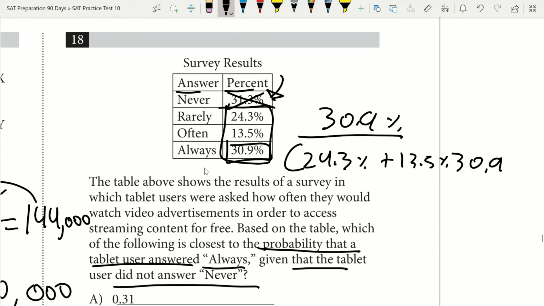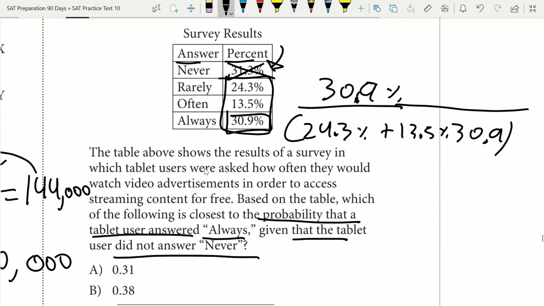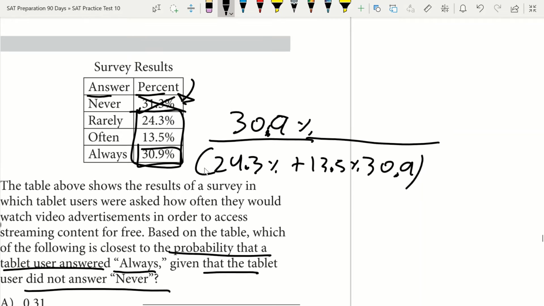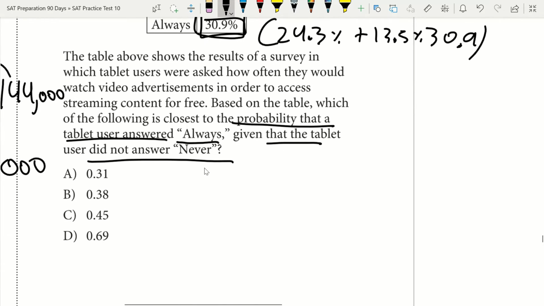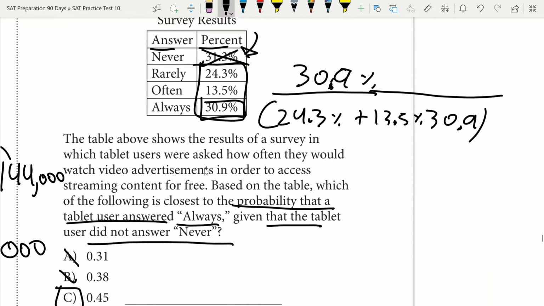Okay, so you've got a couple options on the way you can put this in your calculator, but essentially you're just going to have these percents written in some way, right? You can either write it as 30.9 over 24.3 plus 13.5 plus 30.9, or you can convert it to decimals. It's up to you completely. When you plug that in your calculator, you're going to get right around 0.45, I do believe. I'll plug it in my calculator real quick. Yep, right around 0.45. So the correct answer for this one is going to be C for number 18.